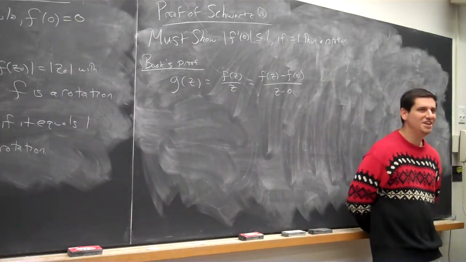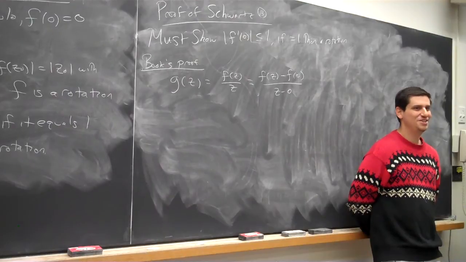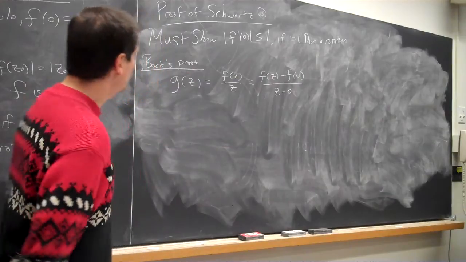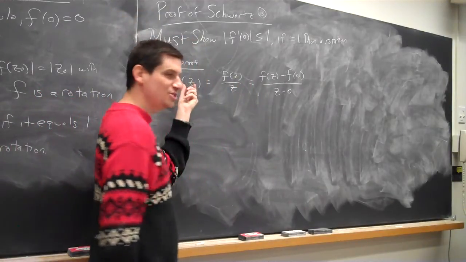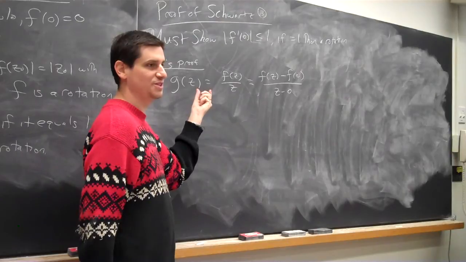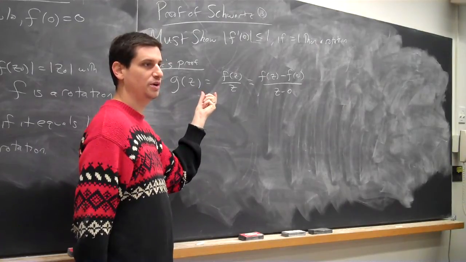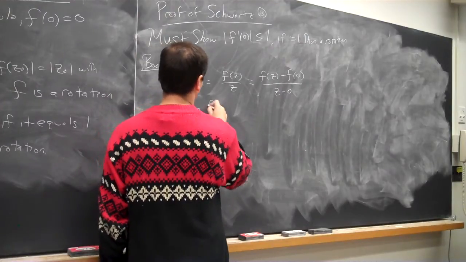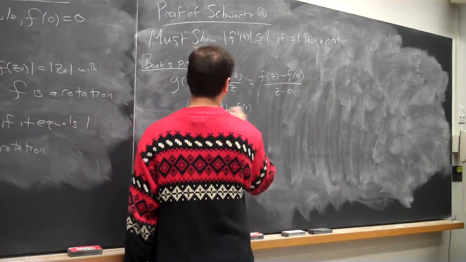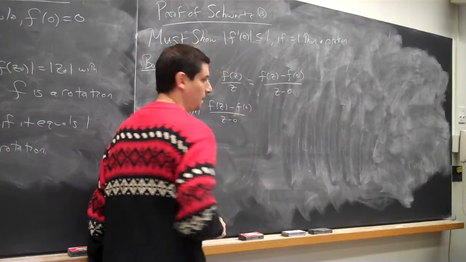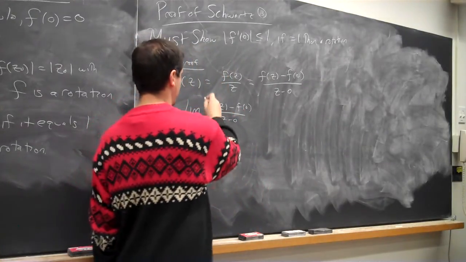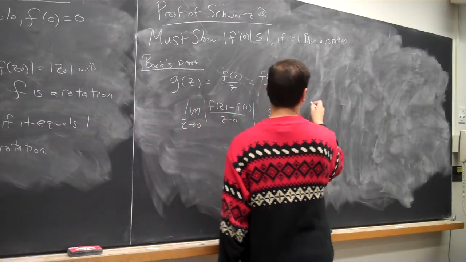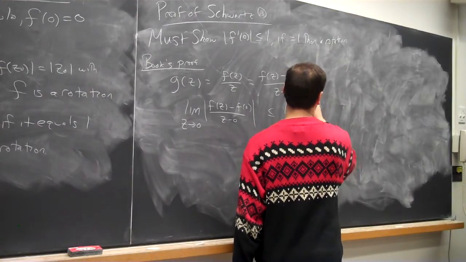What are we trying to study in this part of the Schwarz Lemma? The derivative. So we know for any choice of z, this is equal to g(z). And what do we know about the magnitude of g(z)? It's less than or equal to 1 in absolute value. So if we take the limit as z goes to 0 of f(z) minus f(0) over z minus 0, and take absolute values, this is less than or equal to the limit as z goes to 0 of g(z).